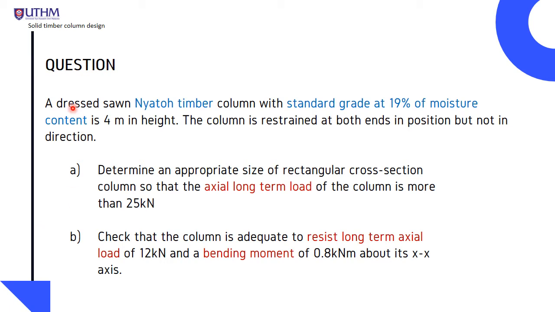A dressed-sawn Nyatoh timber column with standard grade at 19% moisture content is 4 meters in height. The column is restrained at both ends in position but not in direction. Determine the appropriate size of a rectangular cross-section column so that the axial long-term load of the column is more than 25 kN.